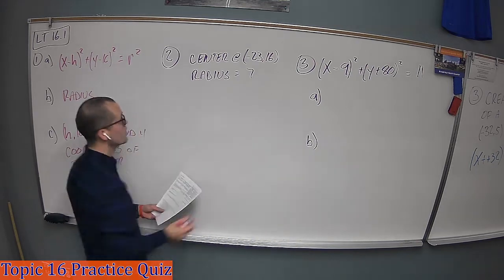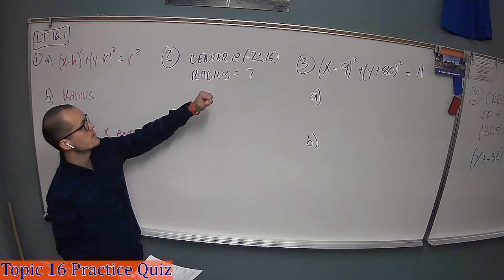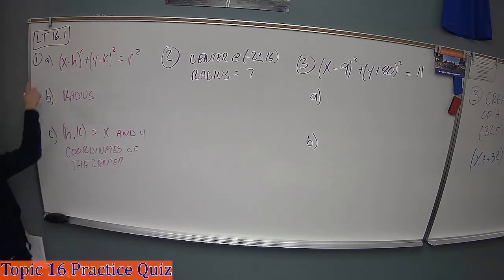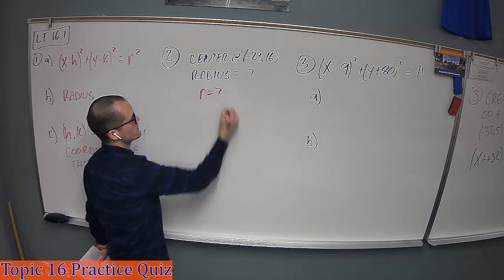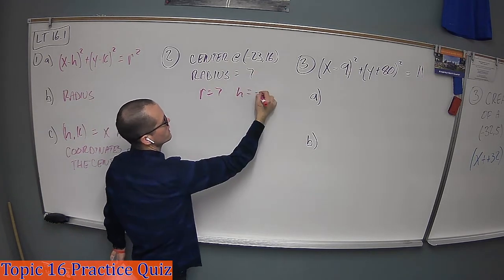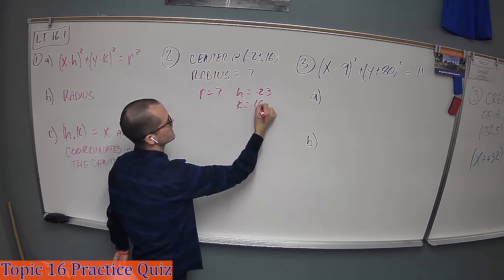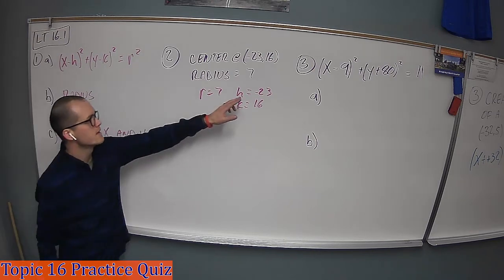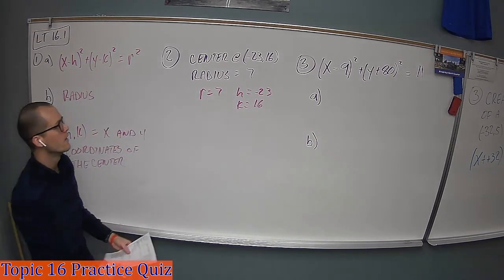Okay, here we go. Number 2, it says, what is the equation of the circle centered at (negative 23, 16) with a radius of 7? So let's break it down using what we just talked about. Radius of 7, that means our r value is 7. And our h value, that's the x coordinate, is going to be negative 23. The k value is going to be 16. So now all we need to do is take this r and plug it in. Take this negative 23, plug it in right here. Take this 16, plug it in right there.